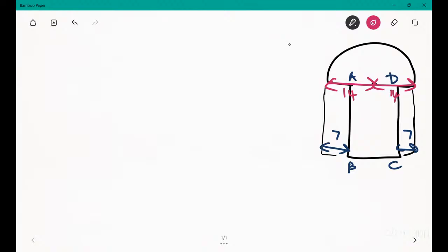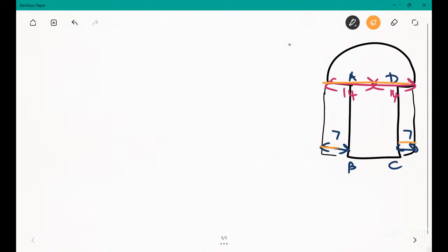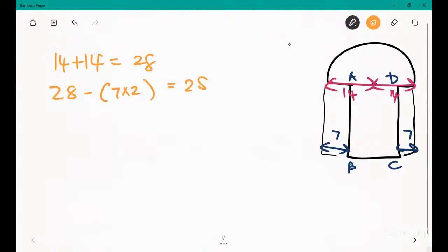So here you can see that you can add these two sides and then subtract it from here to get the length. That's how we're going to find it. So 14 plus 14, that's the total, is 28. And we have to subtract 7 into 2. So 28 minus 7 into 2, or 7 plus 7, both are the same. 28 minus 14 gives us 14 again. So BC is going to be 14 meters.